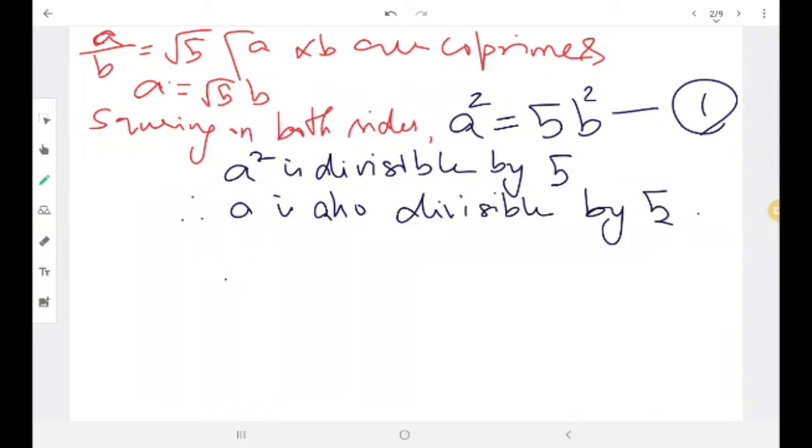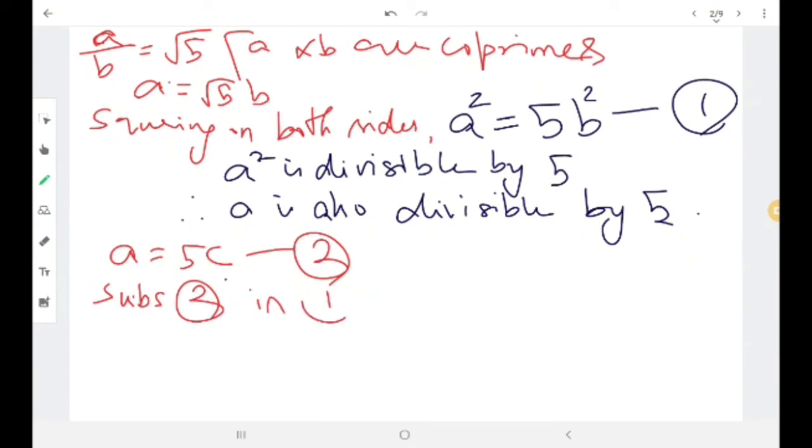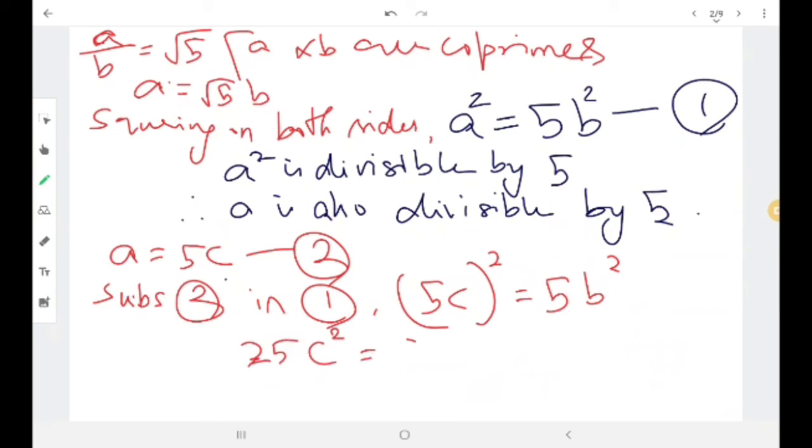Since a is divisible by 5, we can write it as a is equal to 5c. Take this equation as number 2. Now we are going to substitute equation number 2 in 1. We will get 5c the whole square is equal to 5b square. That is 25c square is equal to 5b square, which implies 5c square is equal to b square.